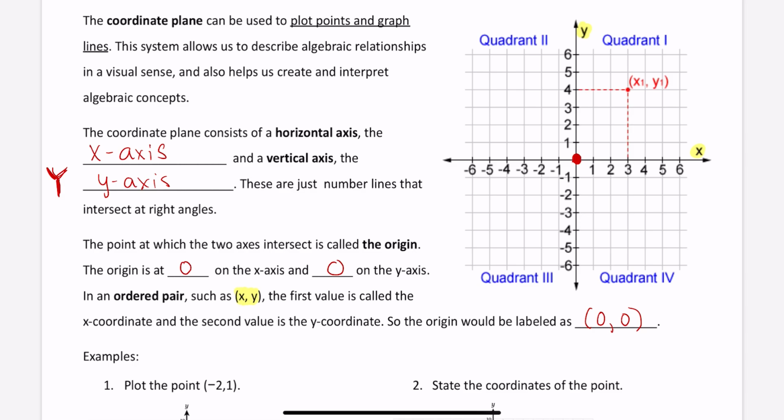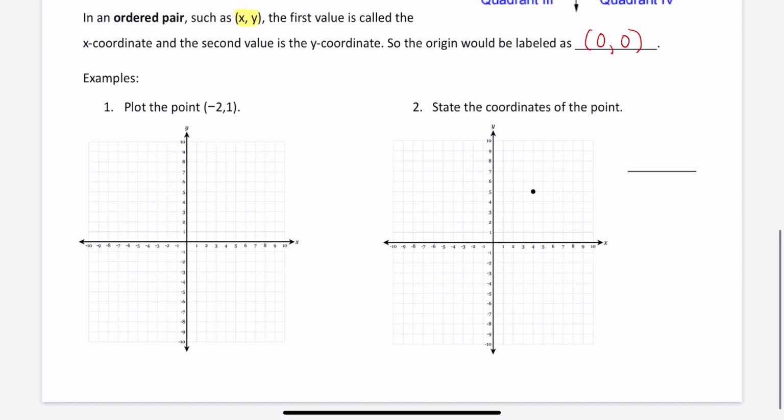Let's do a couple of examples on plotting points and naming points. So in example 1, I want you to plot the point (-2, 1). So remember, x comes first. That tells us where we need to go left and right. Y comes second. That tells us where we need to go up and down. So on the x-axis, I need to go to -2. And on the y-axis, I need to go up 1. So that's going to be the point right there.